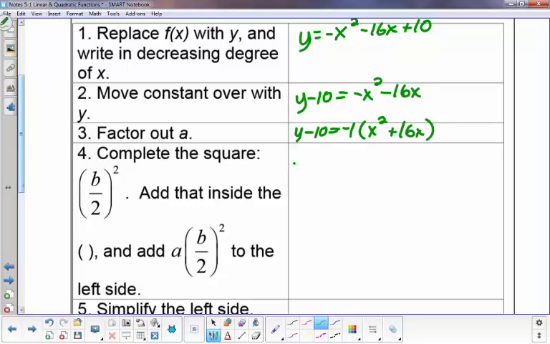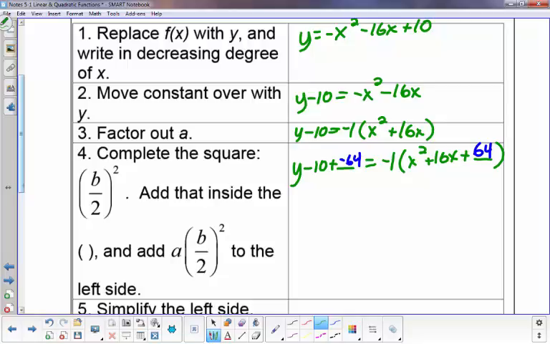Alright, so now we're going to do our addition. We're going to add a number to both sides. Negative 1 times x squared plus 16x plus something. To do this, we take half of 16, which is 8, and we square the 8, which is 64. But we're not just adding 64, we're actually subtracting it, because 64 times a is minus 64, so we're actually going to add a negative 64 to the left side.